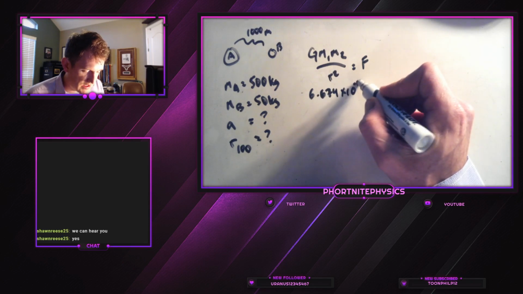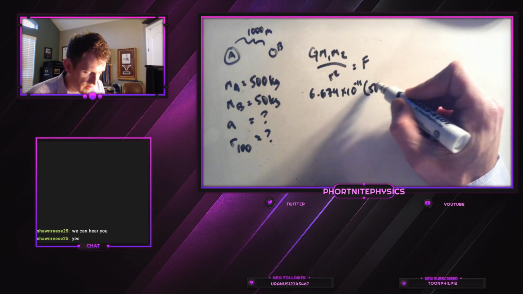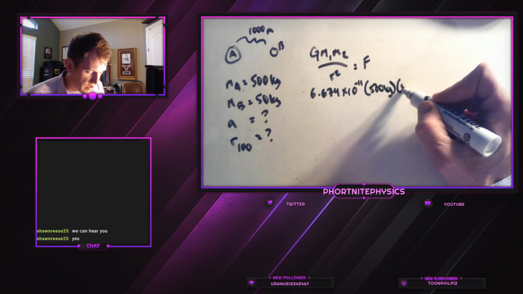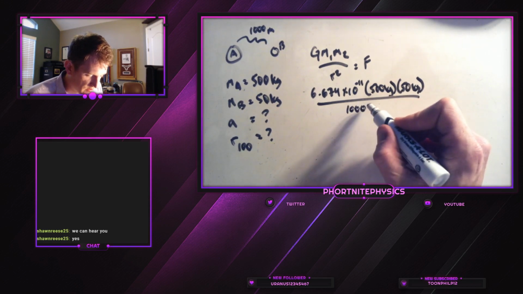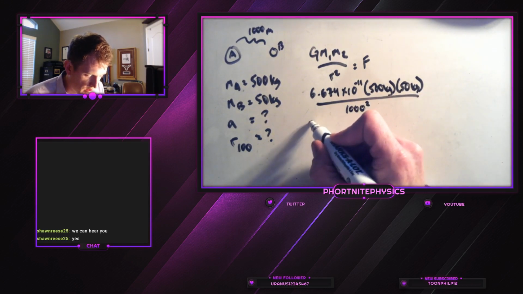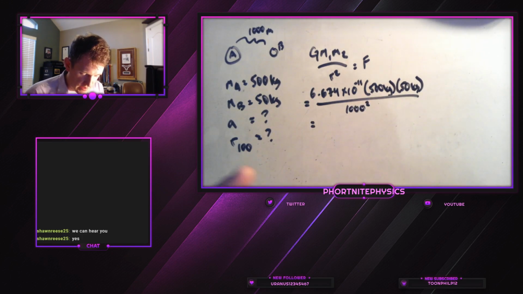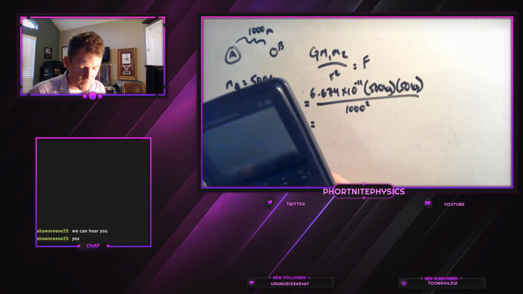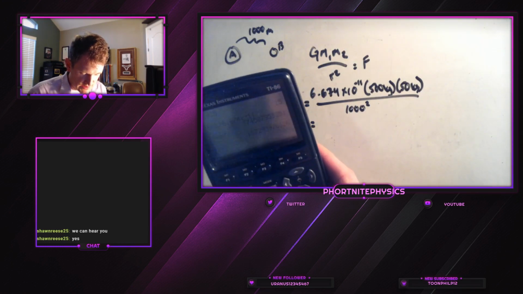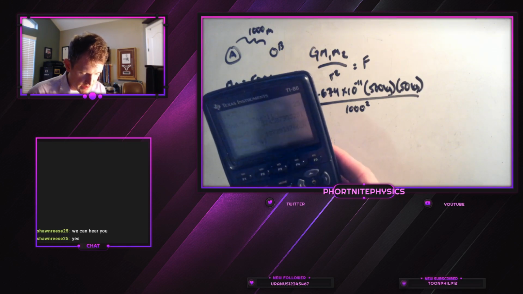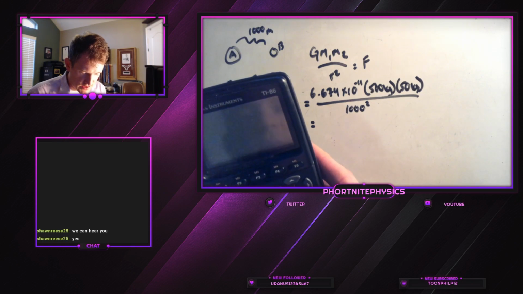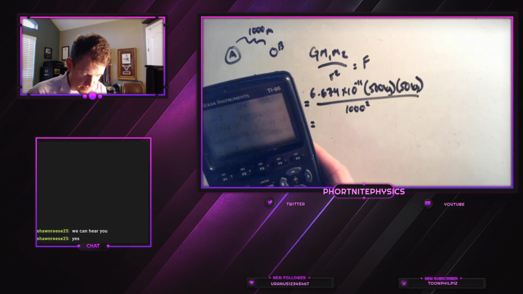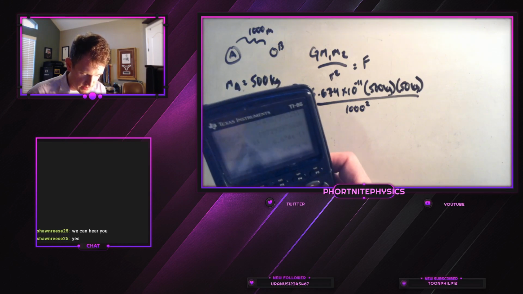So we have 6.674 times 10 to the negative 11 multiplied by 500 kilograms multiplied by 50 kilograms divided by 1,000 squared equals our force. And that's not going to be very much, which is pretty realistic for stuff this small that's that far apart. 6.674 times 10 to the negative 11 times 500 times 50 divided by 1,000 times 1,000.